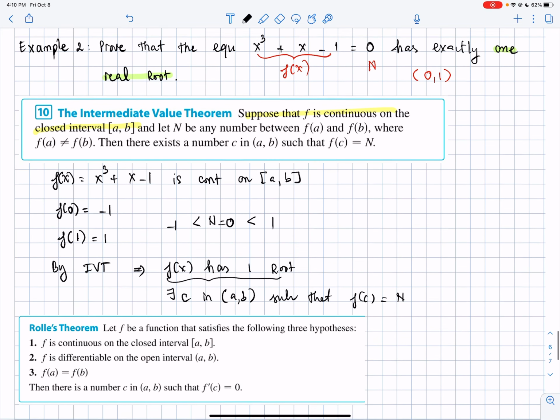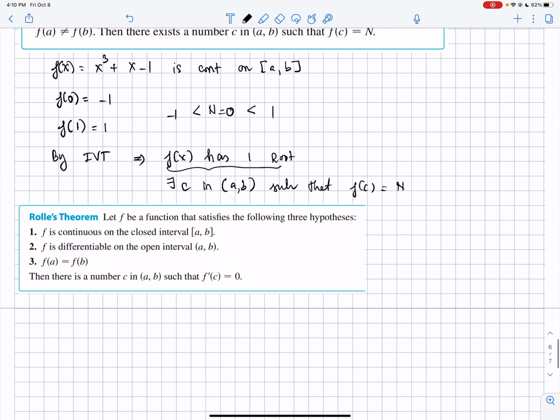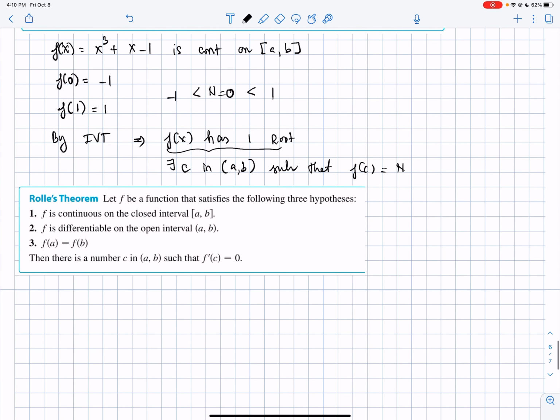And now to prove it is exactly one real root, we will use the Euler theorem. Again, our function f of x is x cubed plus x minus 1. So we will check that the three hypotheses are correct. What about the first one? f is continuous, so yes, right? For the second one, f is differentiable on the open interval (a, b). This is yes, because f of x is a polynomial.